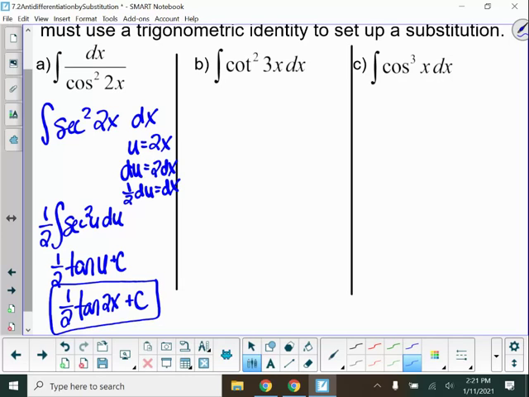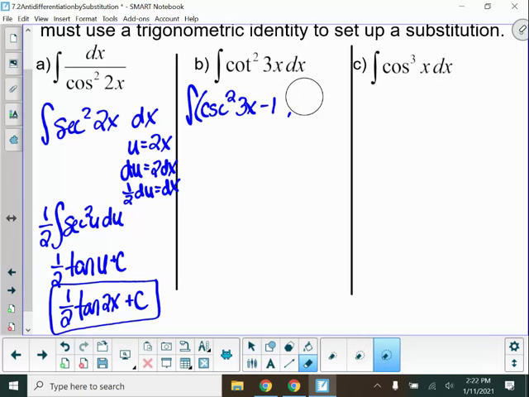For part B, I have cotangent squared. And again, there is no antiderivative formula that tells me what the antiderivative of cotangent squared is, nor is there anything I can take the derivative of and get a cotangent or a cotangent squared, but I can rewrite this using one of the formulas because cotangent squared is the same thing as cosecant squared minus 1.